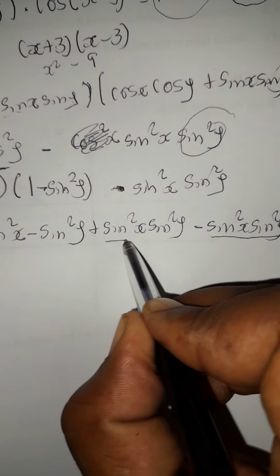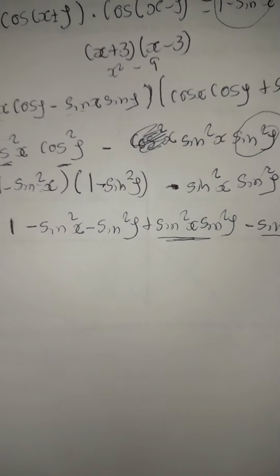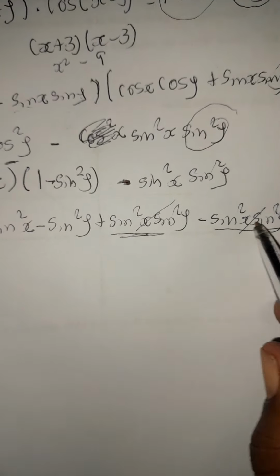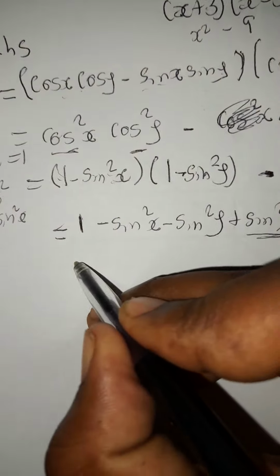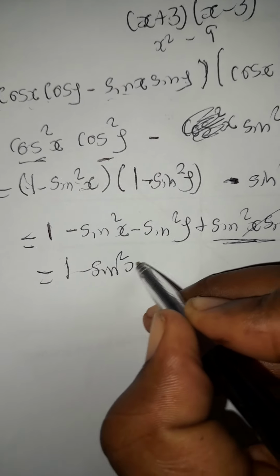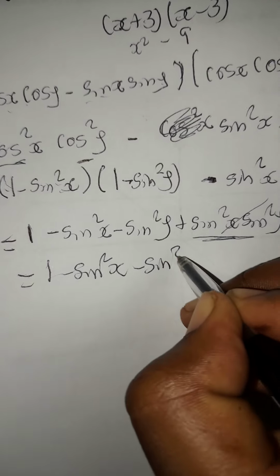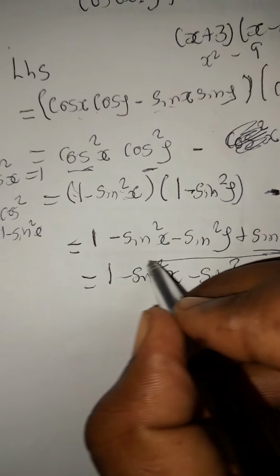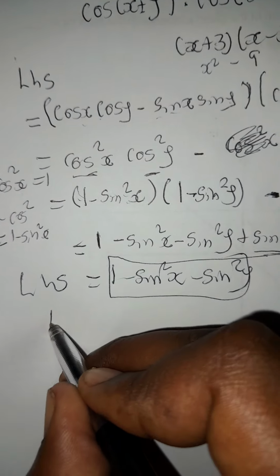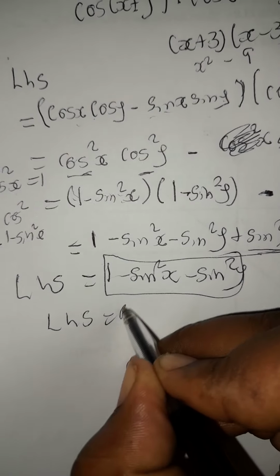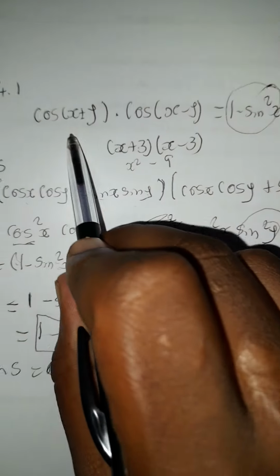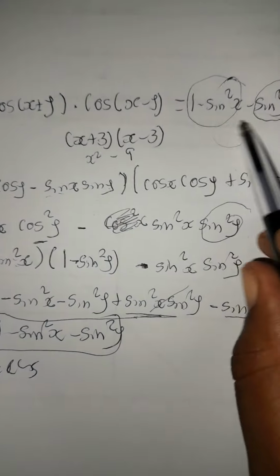Do we have sine squared xy? Yes, we do. So this and this will cancel each other, giving you 0. In other words, we are left with 1 minus sine squared x minus sine squared y. So definitely we have proven that the left hand side is equal to the right hand side, as the question requires us to prove.